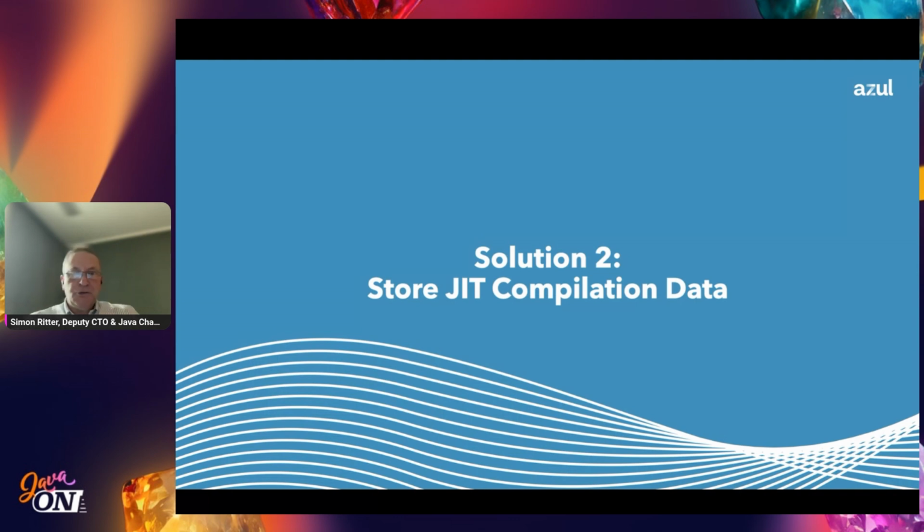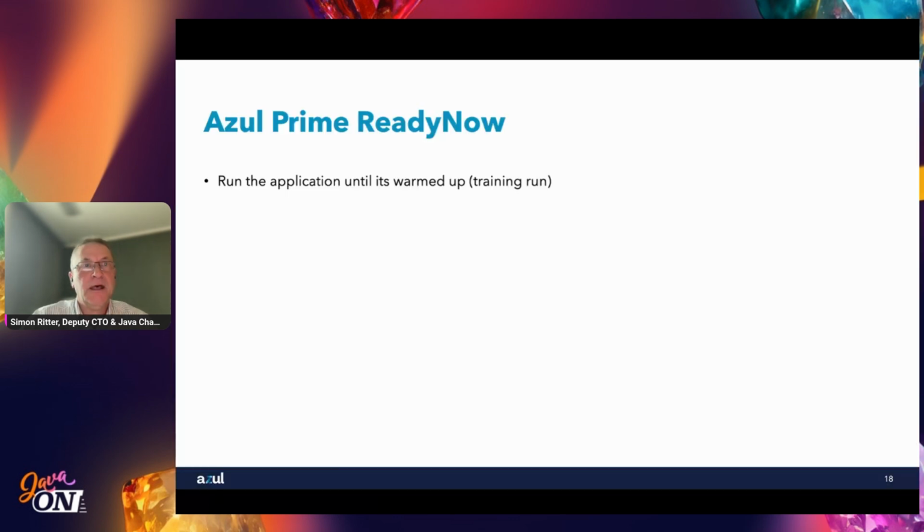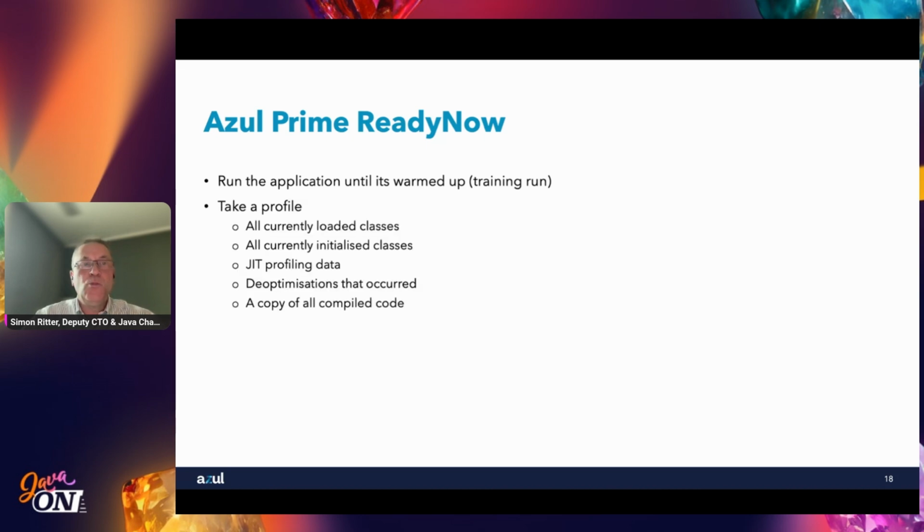Okay, what about solution number 2? What about if we store some or all of the JIT compilation data? This is a piece of technology that we've developed at Azul in terms of our Prime VM. So we have Azul Prime as a product, and what this allows us to do is to run the application until it's warmed up. So, a training run, same thing you would do with profile guided optimization. Run it till it's warmed up, and then we will take a profile of the running application.